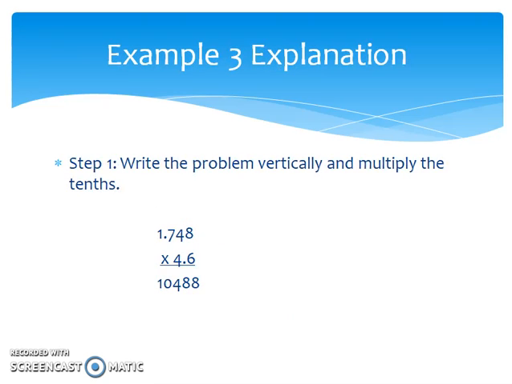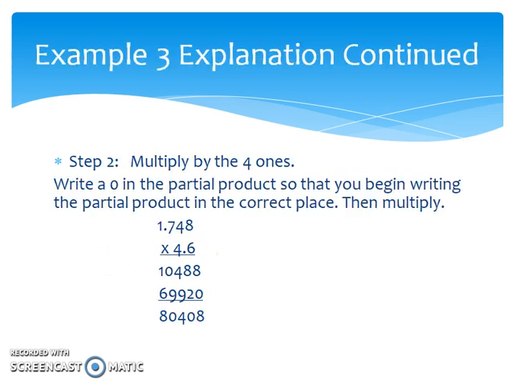As always, the first thing we want to do is write our problem vertically, and then we're going to multiply the first place value. In this case, we're going to multiply the 6 that's in the tenths place times all the numbers that are in the first factor. So we're going to multiply 6 times 8. That gives us 48. I'm going to bring my 8 down and regroup a 4 here. 6 times 4 is 24, plus 4 is 28. I'm going to regroup my 2. 6 times 7 is 42, plus 2 is 44. Regroup my 4, and 6 times 1 is 6, plus 4 is 10. So in this case, we now have our answer for our 6 that's in the tenths place. And we're going to move on to the next step.